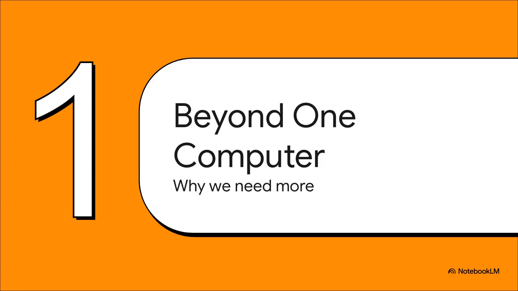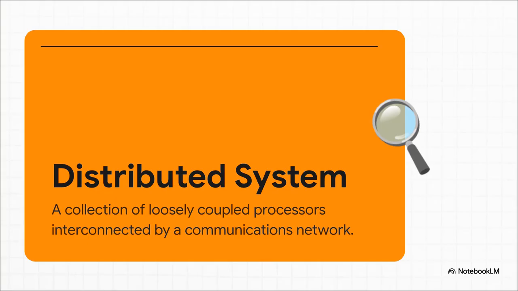Okay, first things first, let's get the fundamentals down. What exactly is a distributed system, and why are they so absolutely critical in our world today? At its core, the definition is actually surprisingly simple. A distributed system is really just a bunch of different computers or processors all linked together through a network. The best way to think about it is not as one single giant supercomputer, but more like a highly coordinated team of individual computers all working together to get the same job done.